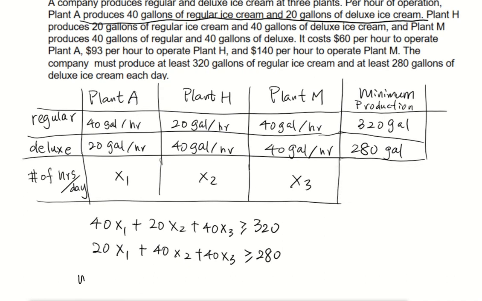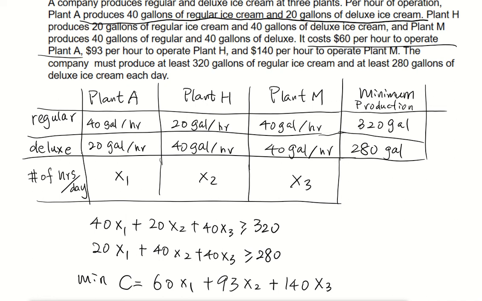We want to find the minimum cost, which is C. That is equal to, it's given to us, $60 per hour for plant A. So 60x1, that's how much it costs for plant A, plus $93 per hour for plant H, so times x2, plus $140 per hour to operate plant M, so x3. This is the problem.